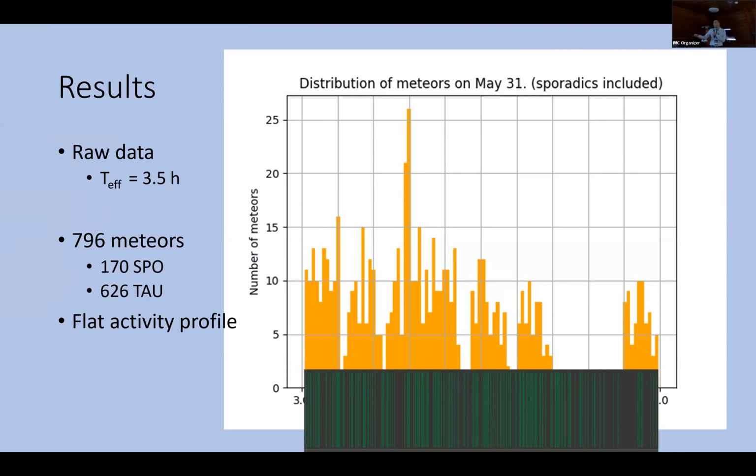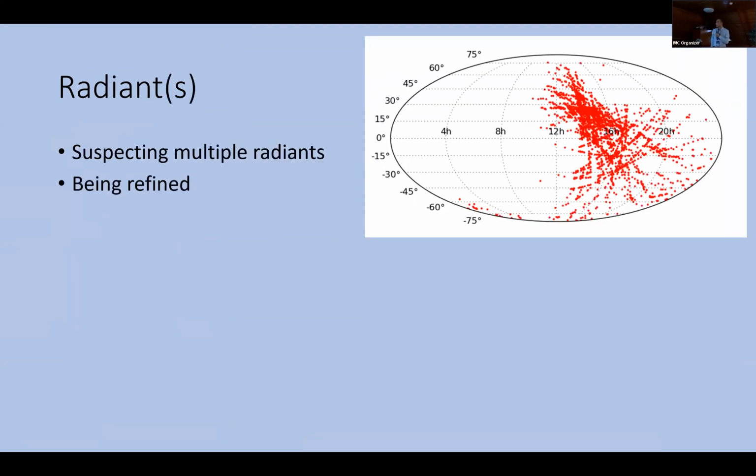So there is no correlation between what the video saw and what our observers saw, which could also mean that the size distribution was totally random. So there were many faint ones, there were many bright ones. It was flat all the way through.